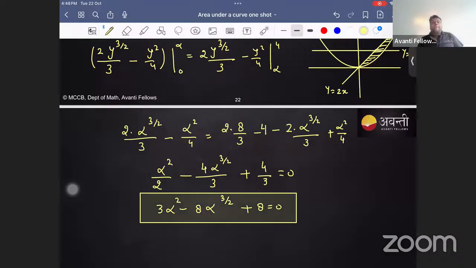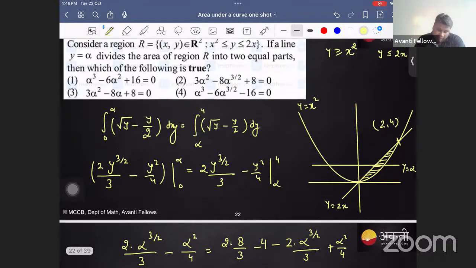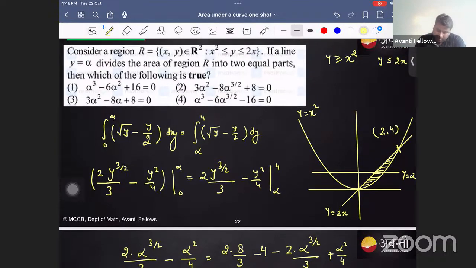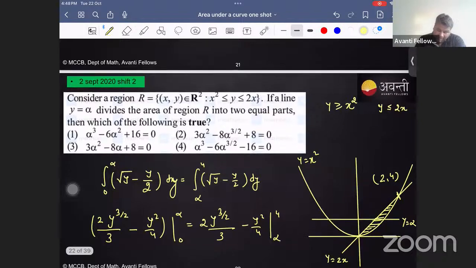Got it? So this is how it works. And with this, we got the answer: 3 alpha square minus 8 times alpha to the power 3 by 2 plus 8 equals 0 is the correct answer. Got it? Tell me, is it clear to everybody?